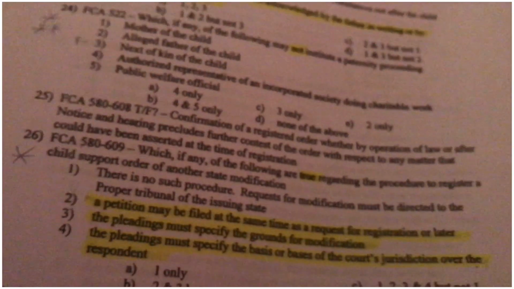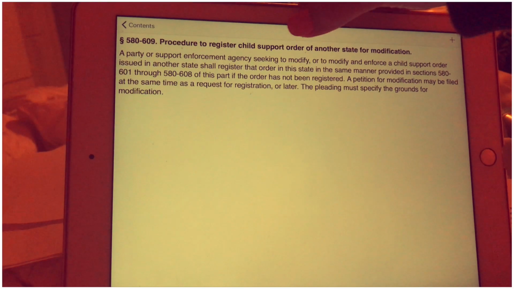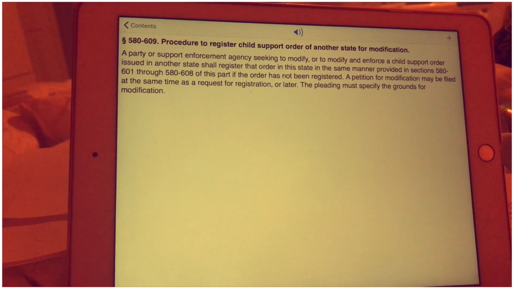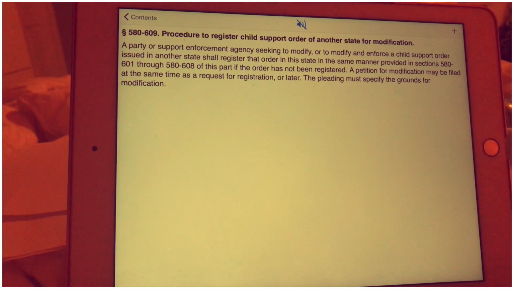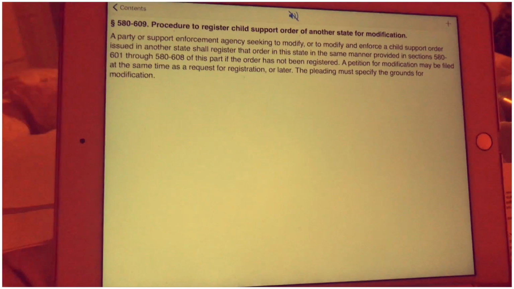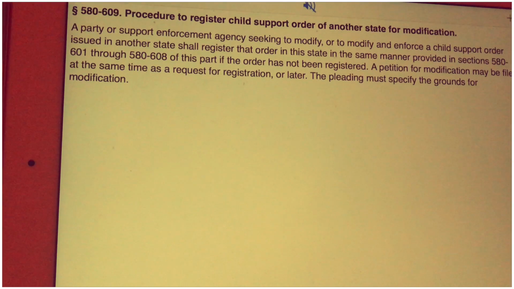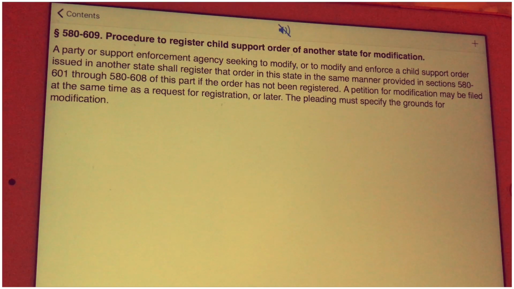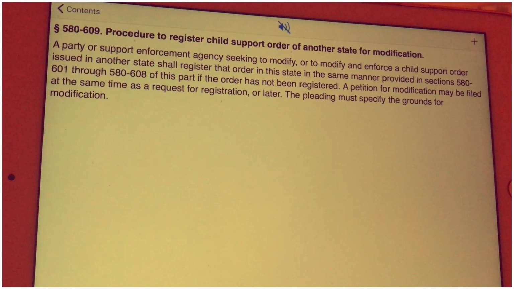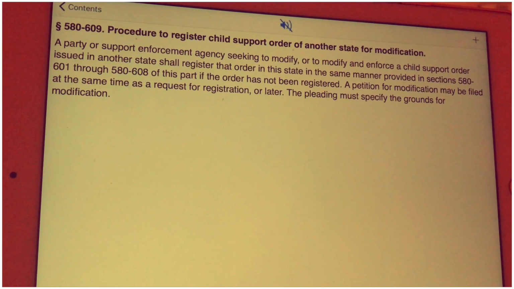Number 26. Which, if any, of the following are true regarding the procedure to register a child support order of another state for modification? So there's a word missing in this question. It should say another state for the purpose of modification or for modification. So I thought that the answer should have been 2, 3, and 4. So I didn't actually get the question wrong, but I still didn't know. So, of course, by process of elimination, I knew 2 and 3 were correct, so I knew the answer was B, but had there been an option on there for 2, 3, and 4, I would have gotten the question wrong.